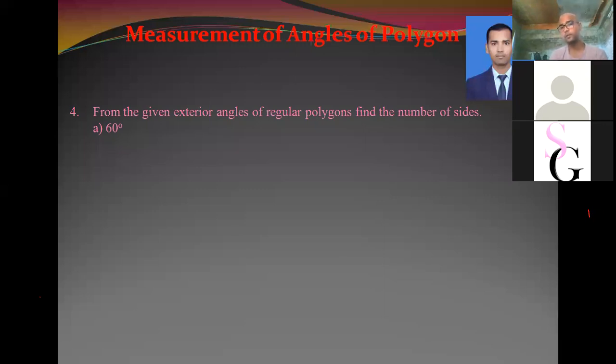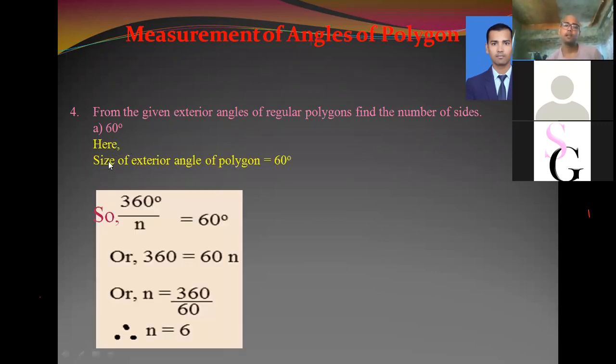So don't be confused. We use the same formula that we use to find the size of the exterior angle of a polygon, and the solution is here. The size of the exterior angle of the polygon is given in your question. The size of the exterior angle is 60 degrees.